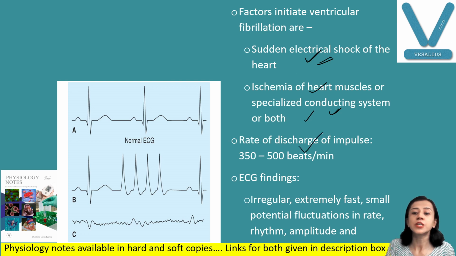As we have discussed, the rate is 350 to 500 beats per minute, and in the ECG finding here, you can see they are irregular and extremely fast, but the potential is small. And the rate, rhythm, and amplitude fluctuate. Fluctuations in the rate, rhythm, and amplitude are found in ventricular fibrillation.